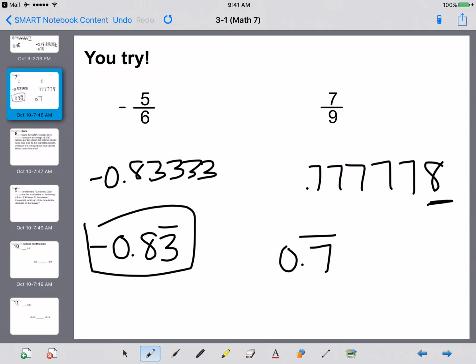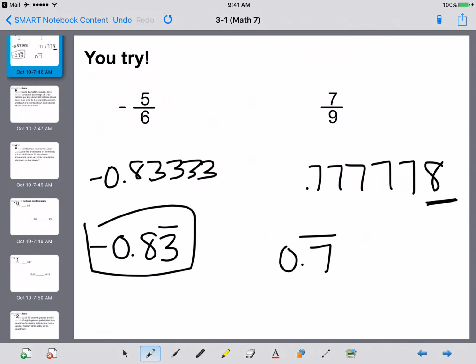Just remember that on your calculator, it's going to round a number up at the end just because calculators aren't perfect. They have to round. They can't be just punching out numbers forever for you.